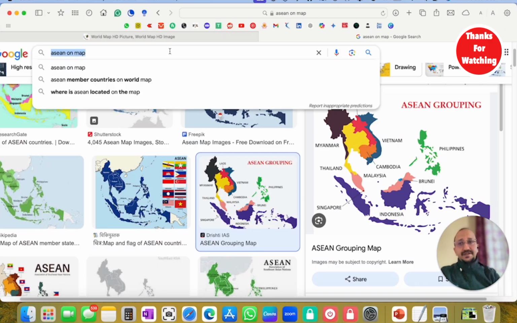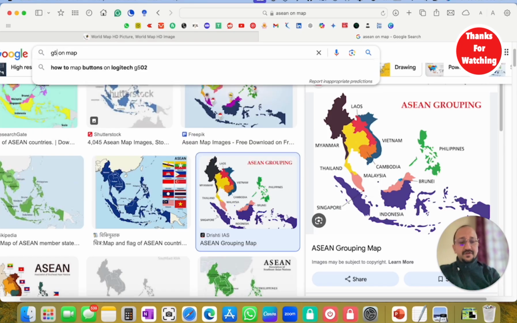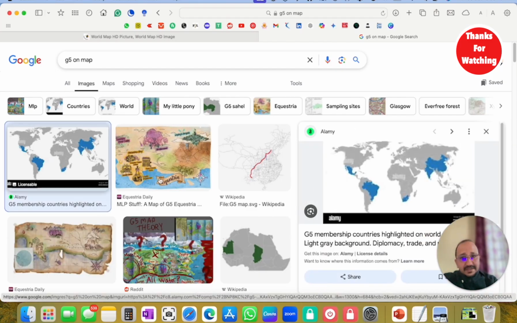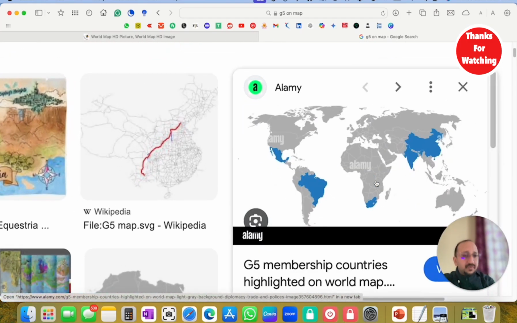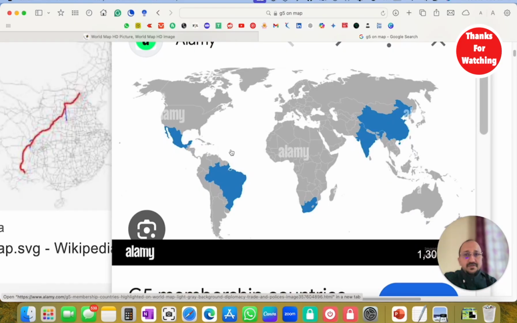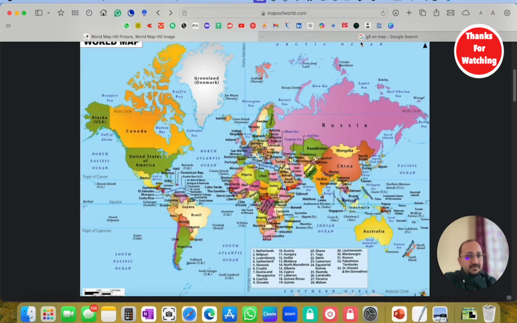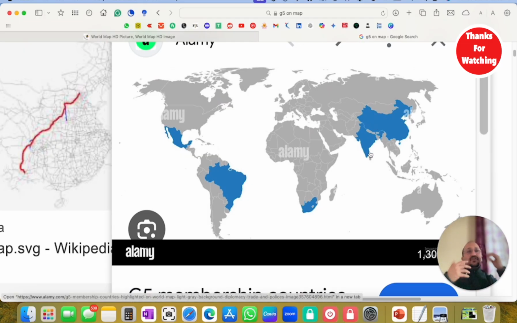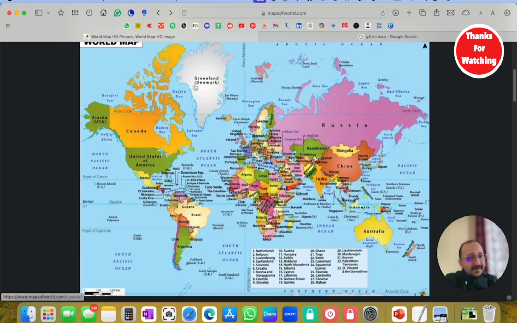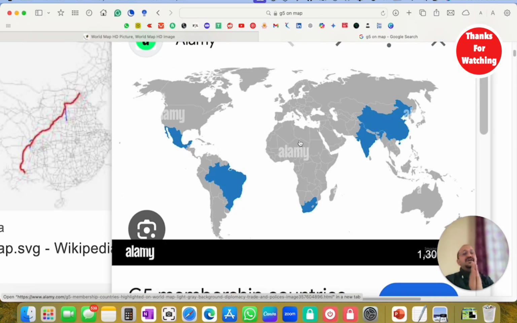Now coming to G5. G5 on the map. So all the countries which have the highest population and good markets. As I told you guys, China, one of the most populous countries. India, second highest, China. Brazil, a very populous country. South Africa. And all these countries, and this is Mexico, they came together and made G5. So these are the biggest markets of the world. Biggest markets means so many people are living over here.